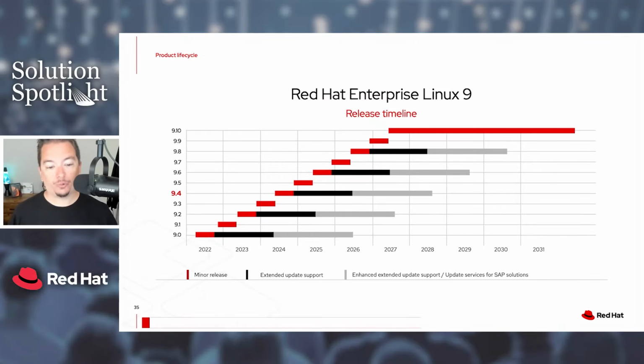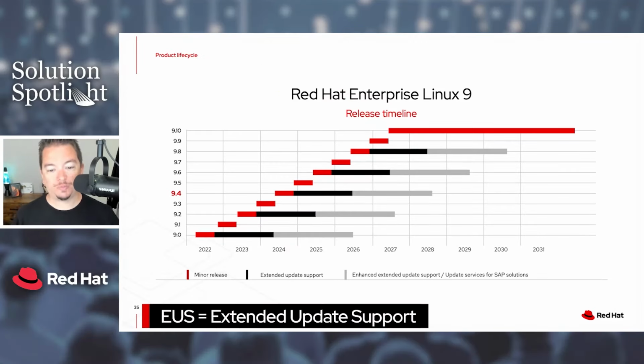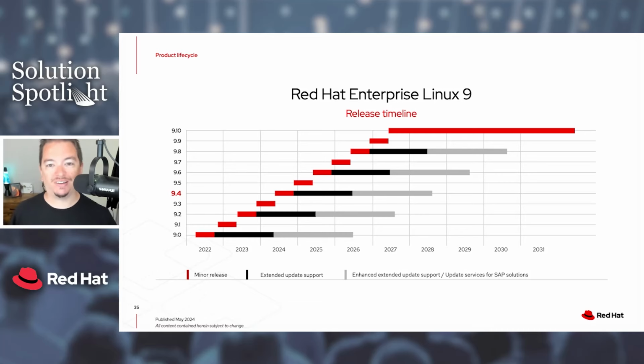RHEL 9.4 is an EUS release, which means that it can have up to 2 or 4 years of support. So if you've got a hardware vendor or maybe a heavy workload that requires additional time to get certified, or you need to move between minor versions more slowly because maybe it requires you to recertify, your even numbered RHEL 9 releases are where you want to land on. 9.4 is one of those.